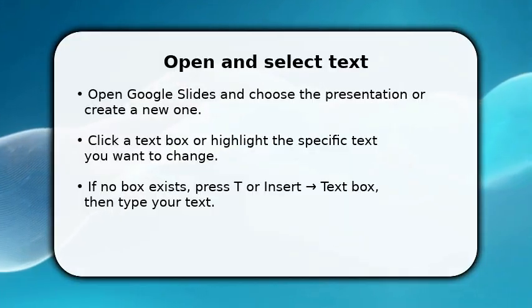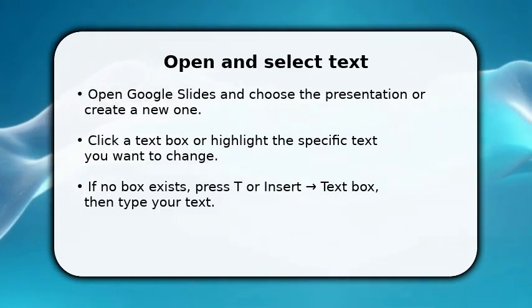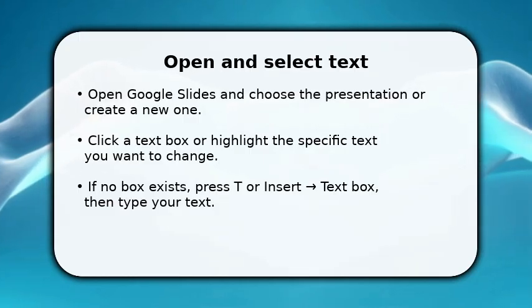Once the text is highlighted, pause and check that the formatting toolbar appears above the slide. This confirms you're ready to change color options and proceed to the next step.